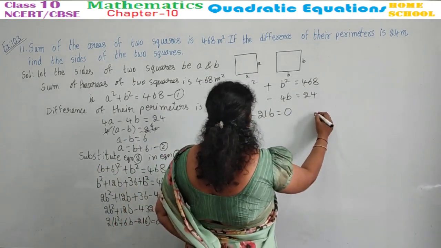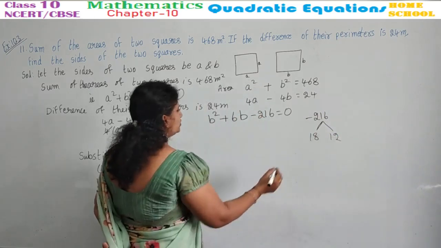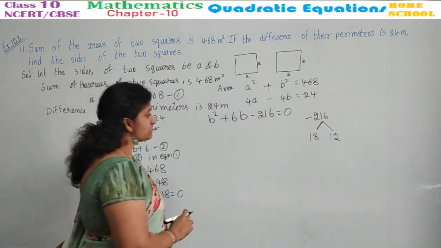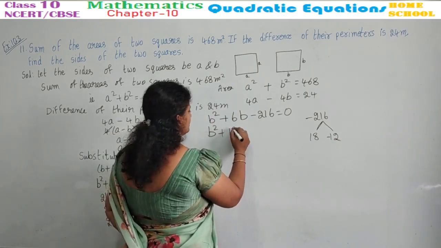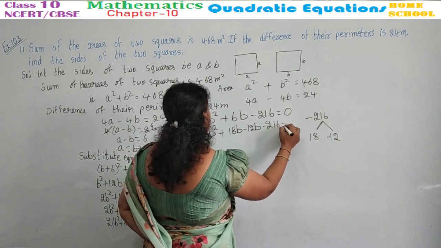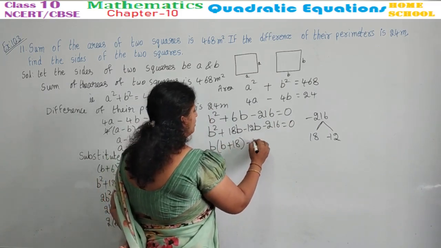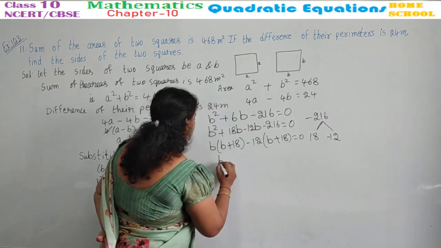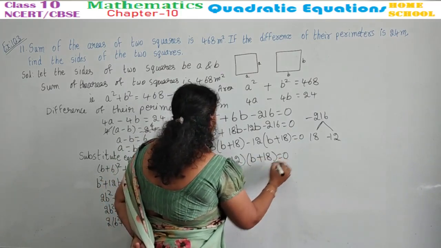What are the factors for 216? I think it is 18 12s are 216. But you should get plus 6. Plus 6 means plus 18 minus 12. B square plus 18b minus 12b minus 216 equal to 0. Take out b common. B plus 18, minus 12 common. B plus 18. B minus 12 into b plus 18 equal to 0.